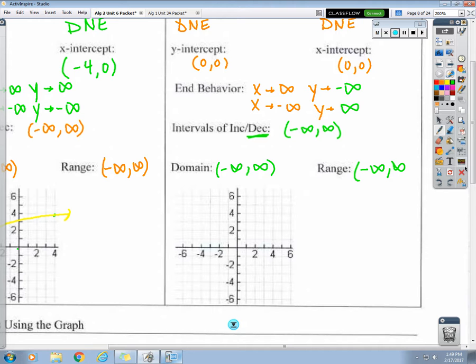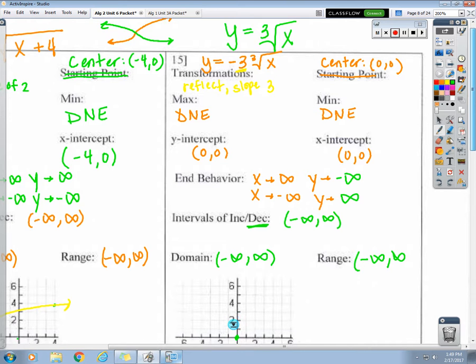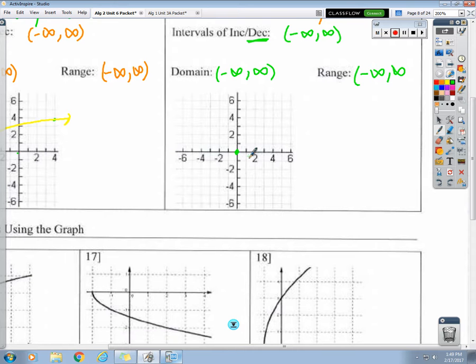Now, without even looking at the table, I can tell you 3 points. I know that my center was at 0, 0 because it didn't shift left or right. It didn't shift up or down. There was nothing added or subtracted on the inside or the outside. I know by the slope being 3 over 1 that from this point, it'll go down 3 over 1 and up 3 over 1. And then to get the other points, I would need to look at the table.